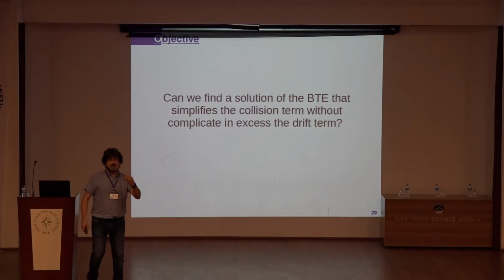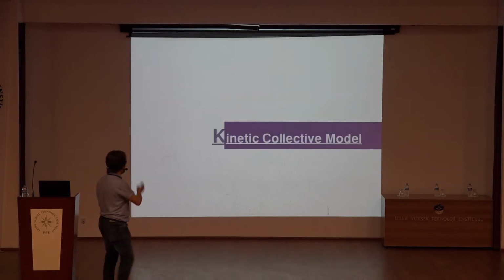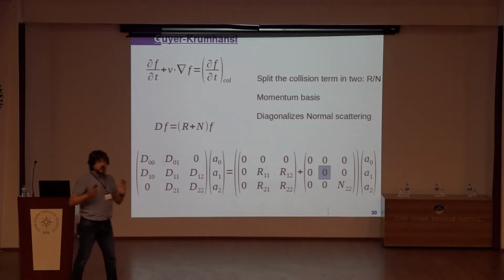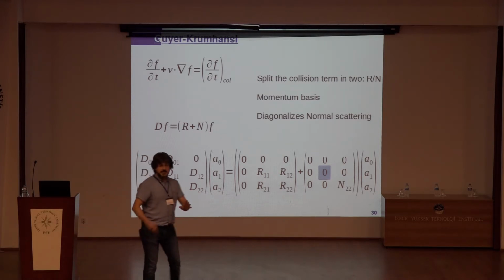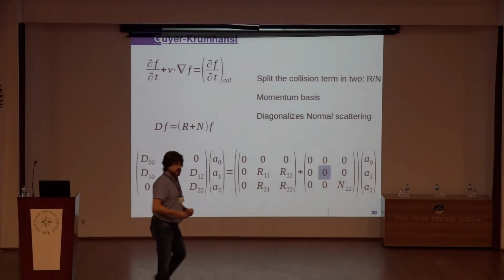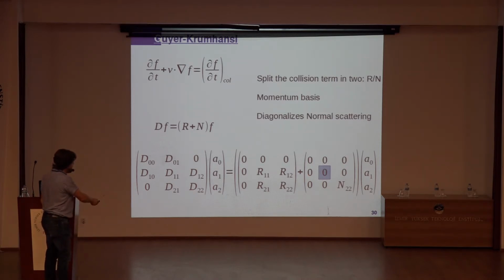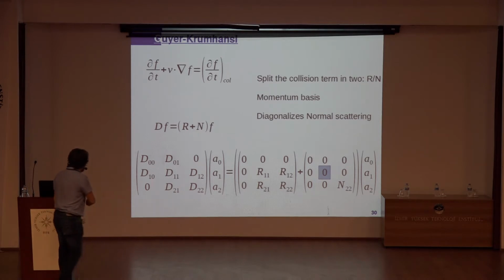They are numerically based, and our approach is, can we find something that is more simple to get to this direction? And this is what we try to do in the kinetic collective regime. Well, our approach is based on the separation of resistive and non-resistive. As you know, normal scattering, that has also been introduced by Dr. Sfarjani, normal scattering cannot relax flux. So when you express this in the momentum, you get a zero here. This is something that is not relaxed with only normal phonon collisions. And here is the drift.